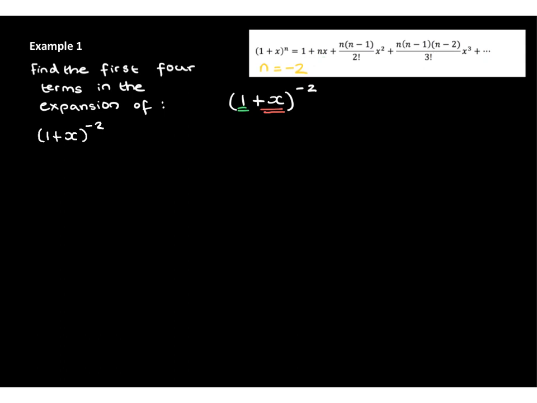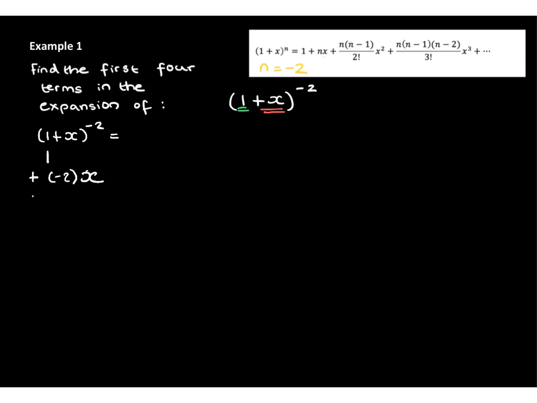So here we go, 1 plus x to the power of -2, the first 4 terms. Again, I'm going to stack them vertically because that really does make life a little bit more clear, and then we'll collect the terms at the end. So my first term is 1. Now my next term is n times x. So n is -2, and x, of course, is simply x. So it's -2 multiplied by x.